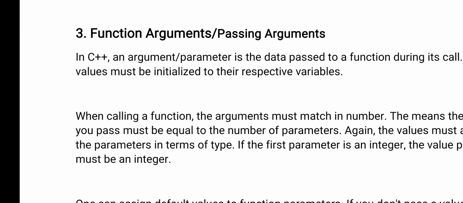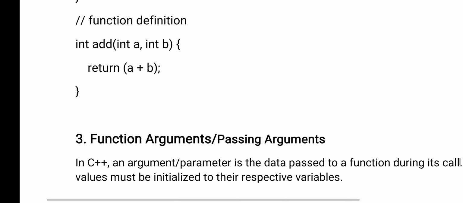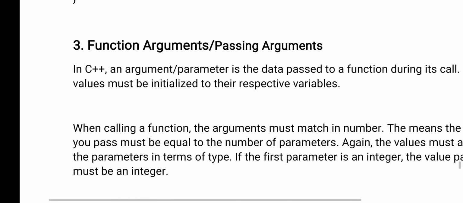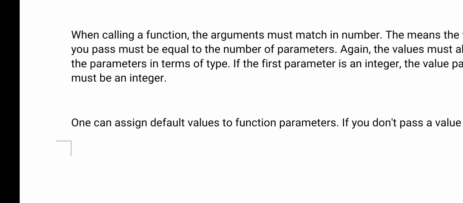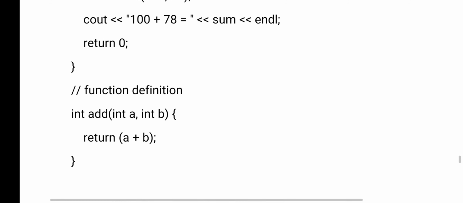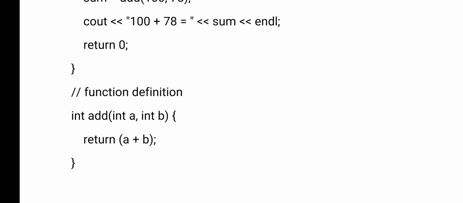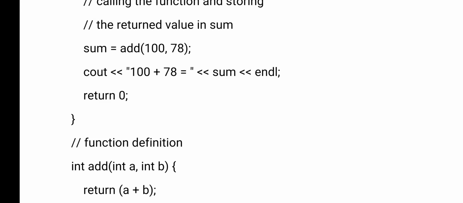Okay, so in this example a comma b are parameters. Those two parameters are also called arguments. They are used to receive the value when the function is called. And remember one point here: in this add int a comma b, how many parameters are there? Two. Here add 100 comma 78. The number of parameters and the number of values the main function is passing should be the same.